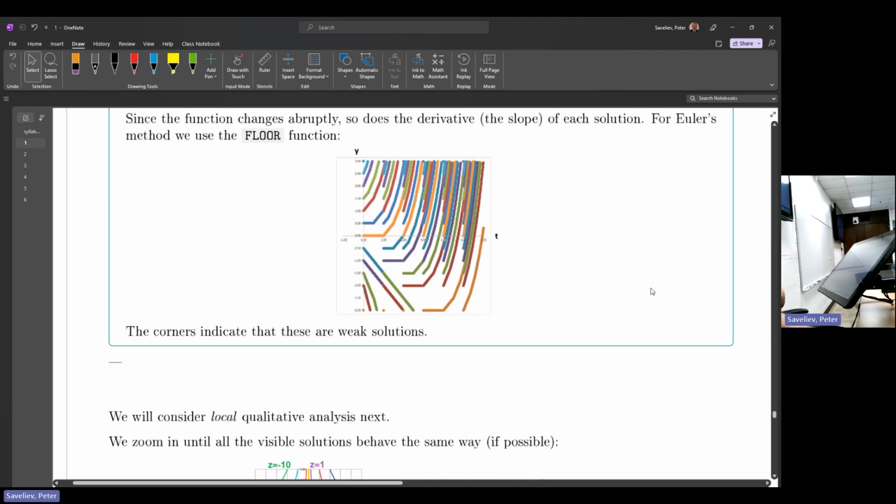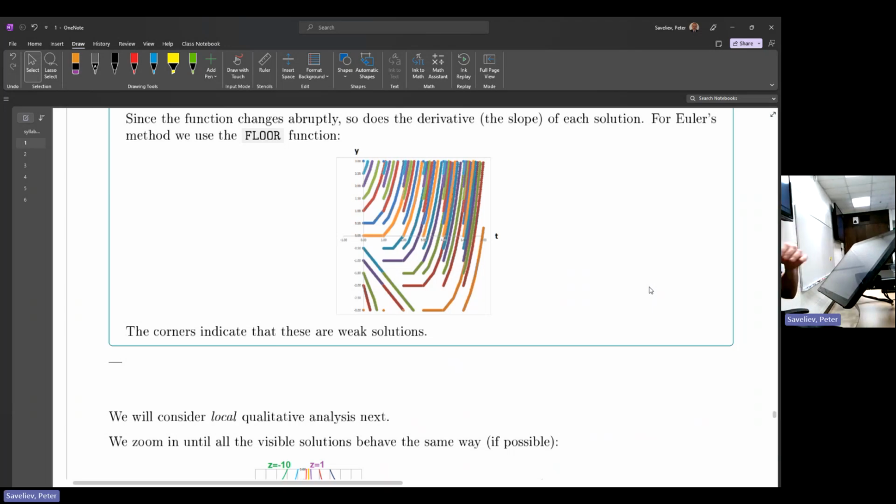So these are weak solutions, right? Euler's methods won't be able to tell them apart. They are not differentiable, because, well, all those corners. Okay, so that's an ad hoc, if you like, way of doing things.